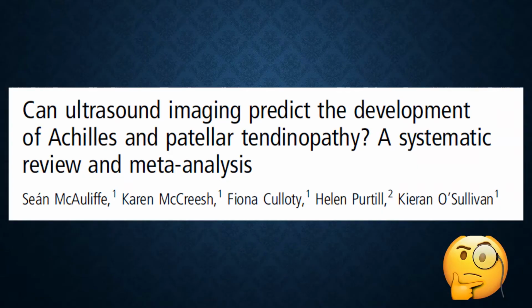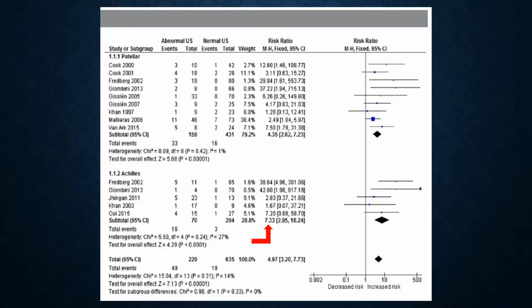This was a meta-analysis published by the British Journal of Sports Medicine in 2016. The authors reported a risk ratio of asymptomatic patients with abnormal ultrasound imaging findings developing Achilles tendinopathy. They defined this risk ratio as 7.33. Let's explore the implication of these results in greater depth. So here's the forest plot the authors published demonstrating a risk ratio of 7.33 for future development of Achilles tendinopathy with ultrasound abnormalities at baseline.